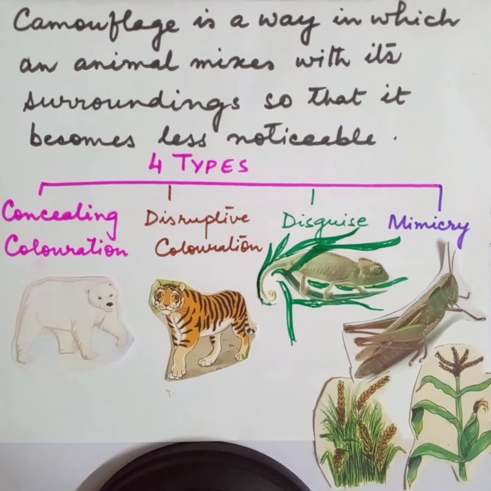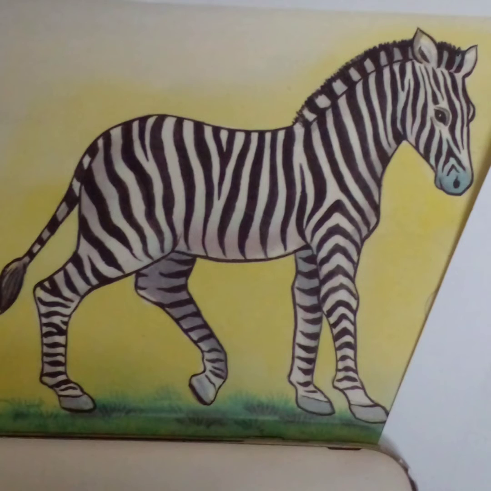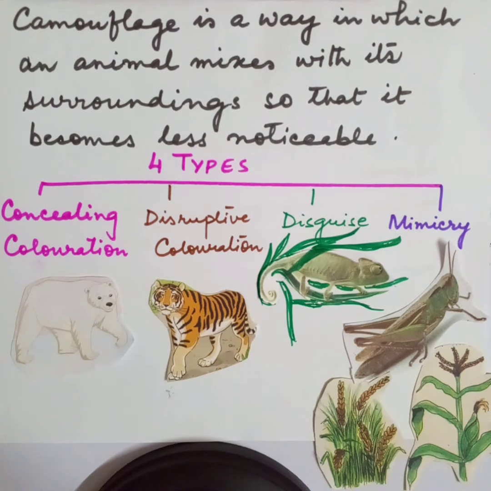And for zebra, the stripes are confusing. The confusing blur of stripes in a zebra provides protection against predators, and the stripes deter biting insects also.